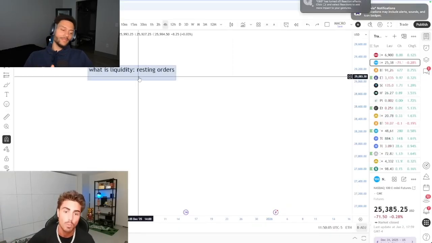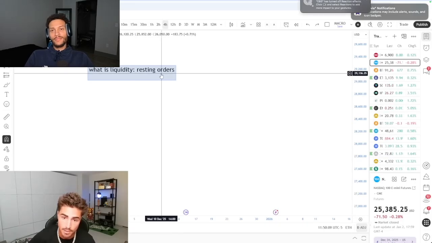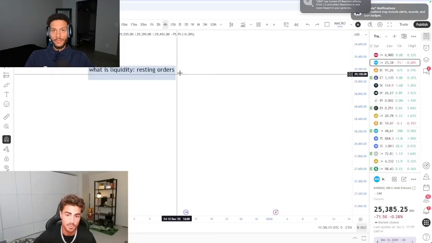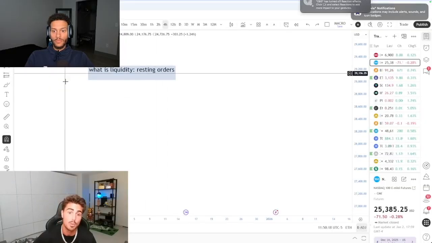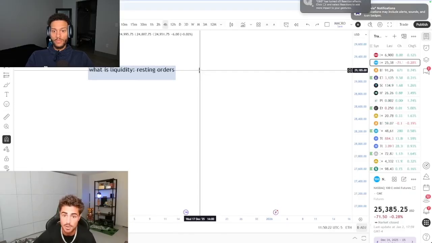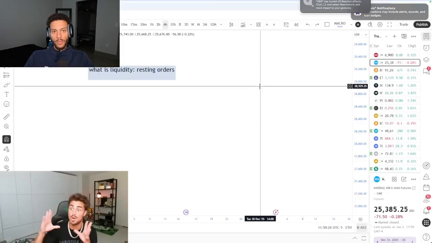Once we understand that, we know that if we can spot resting orders in the market, then we are going to be able to accurately predict where price wants to go. Because if we know where liquidity lies and where orders lie, then we are going to be able to take trades based off of those orders in the direction that those orders are going to push the market.